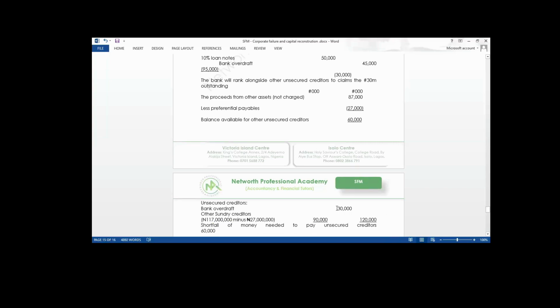Now check it out. We have bank overdraft unsecured. Bank will claim 30 million, the 30 million outstanding as unsecured. We also have other sundry payables, or other sundry creditors, whichever one you want to use.